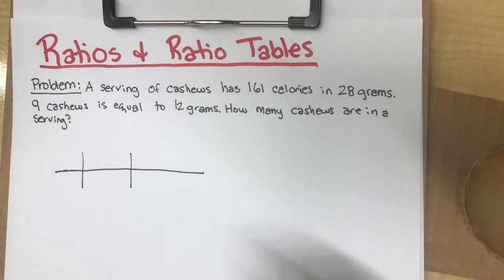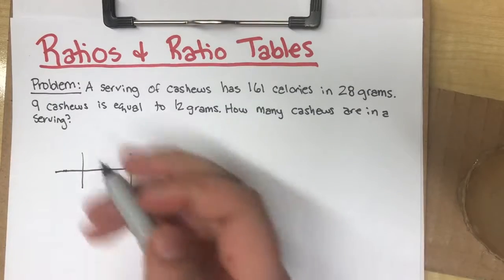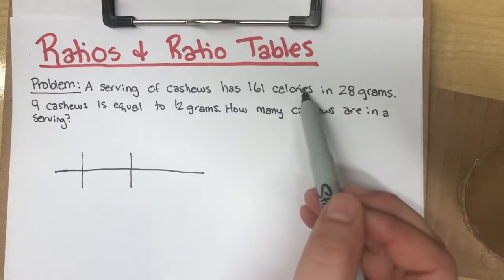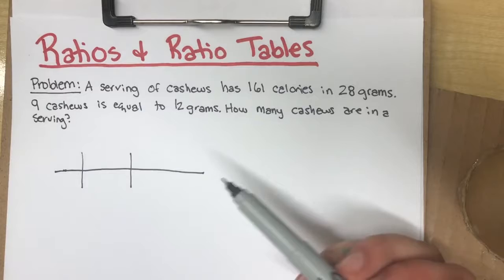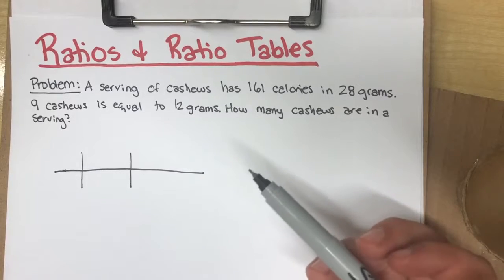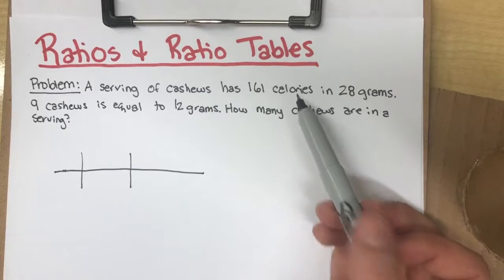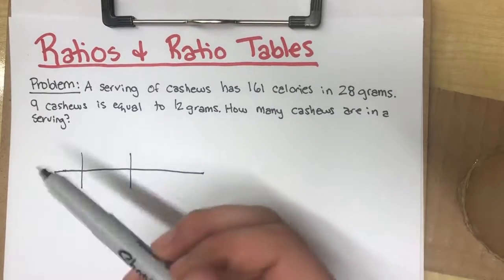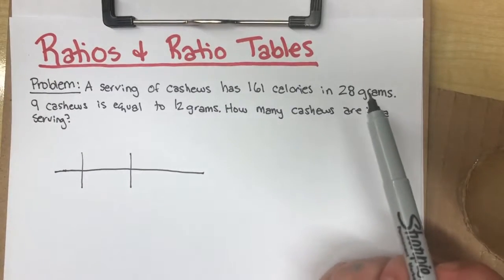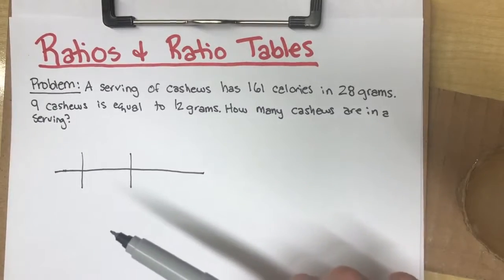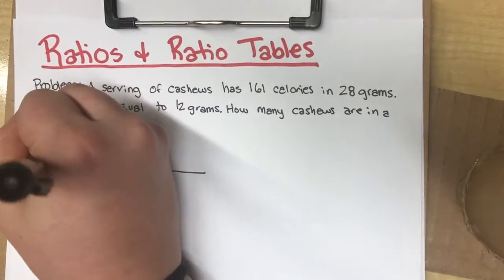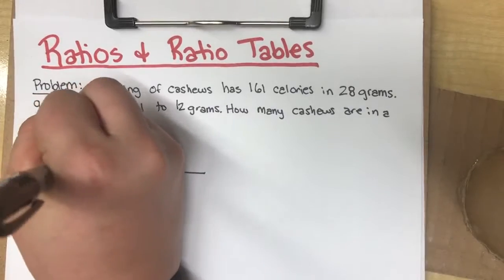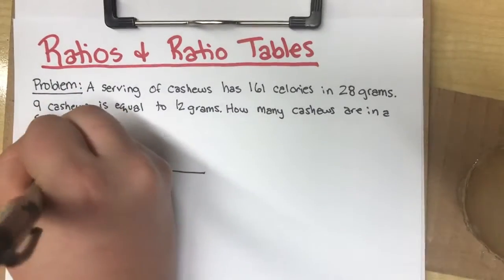Okay, so my ratio is going to be, because we don't really need calories unless the question asks you to figure out something with calories, but for right now we're just going to ignore that because it doesn't ask for calories. It asks for how many cashews are in a serving, which is 28 grams. So we need to figure out the gram thing. So this is going to be cashews, and this is going to be grams.